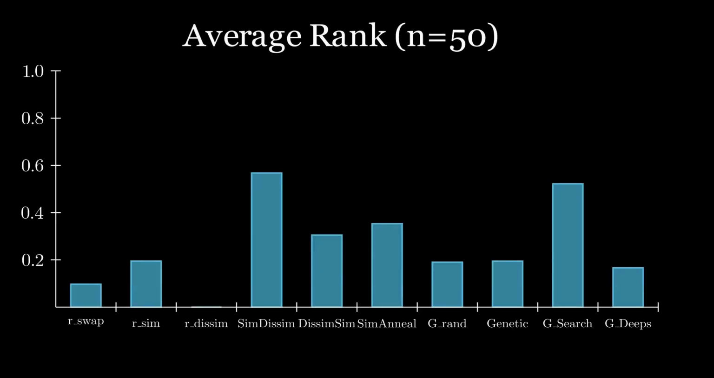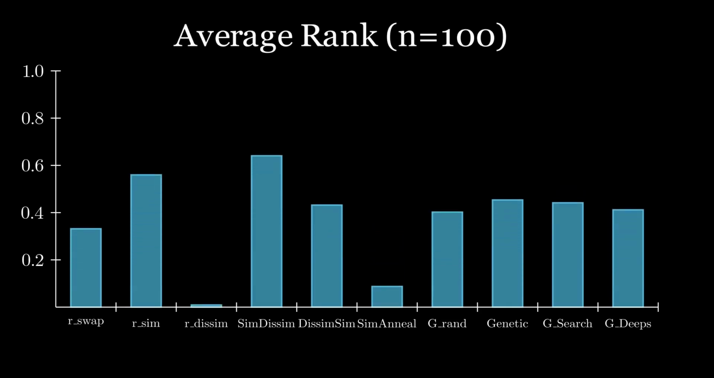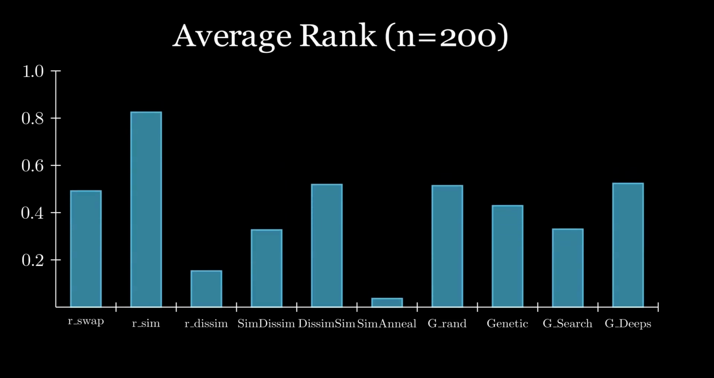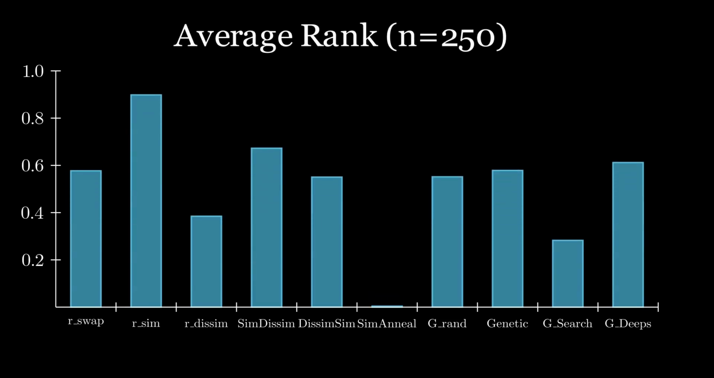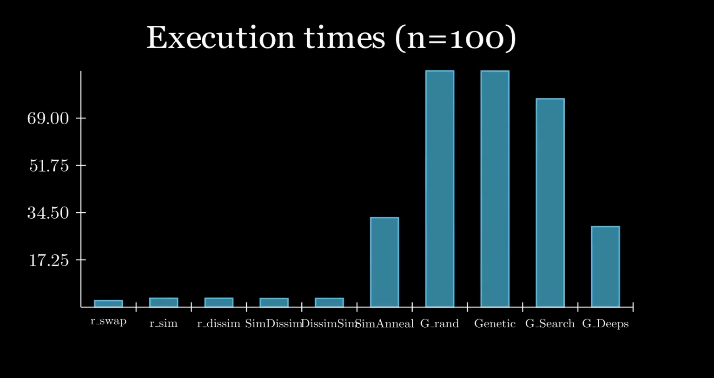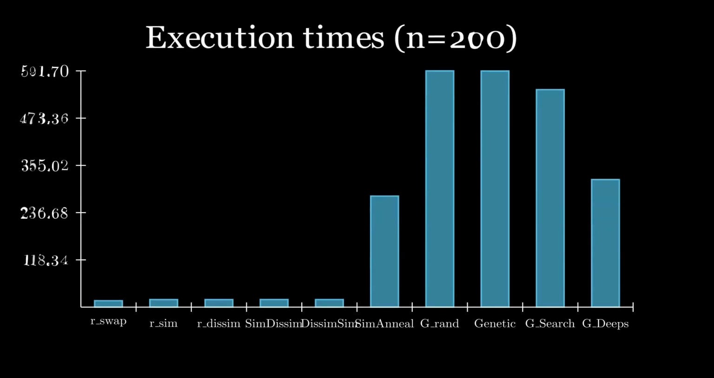For n equals 50, 100, the R-DISM algorithm returns the best solution among all the algorithms in almost every problem. For bigger n values, the simulated annealing outperforms all other algorithms. However, the R-DISM is much faster than the simulated annealing and returns quite good solutions.